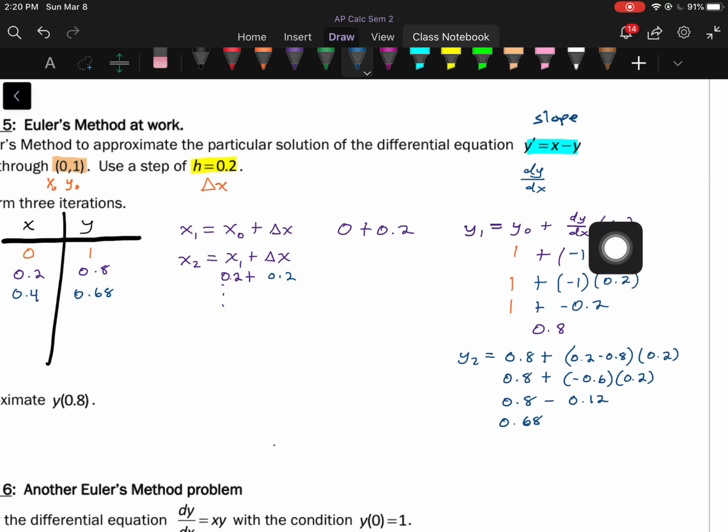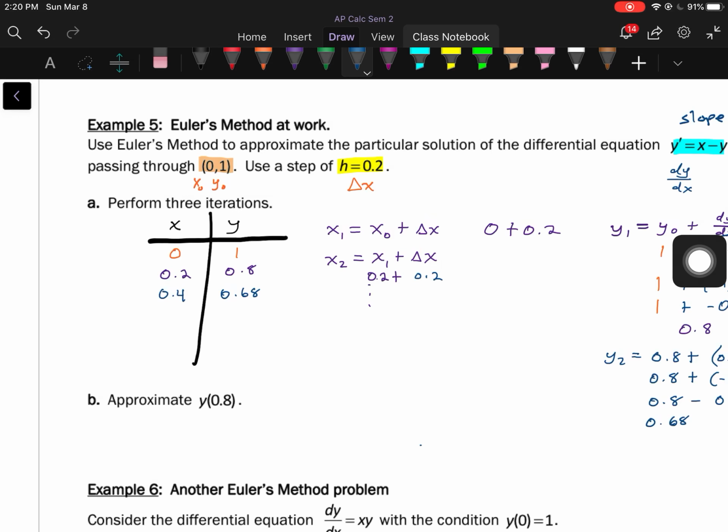Because I had the 0.8, 8/10, I added the rate times time, or in other words, the slope times the difference in x, which gets me a difference in y, right? Because these dy dx's kind of cancel out, if you want to think of it that way. Y plus a change in y gets me my new y value. And those are my 3 iterations of Euler's method.